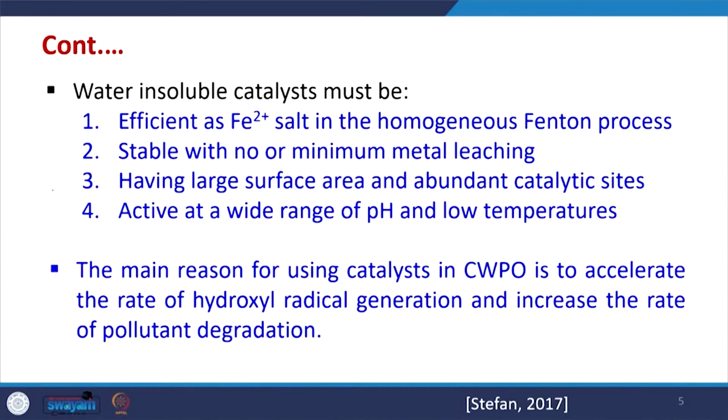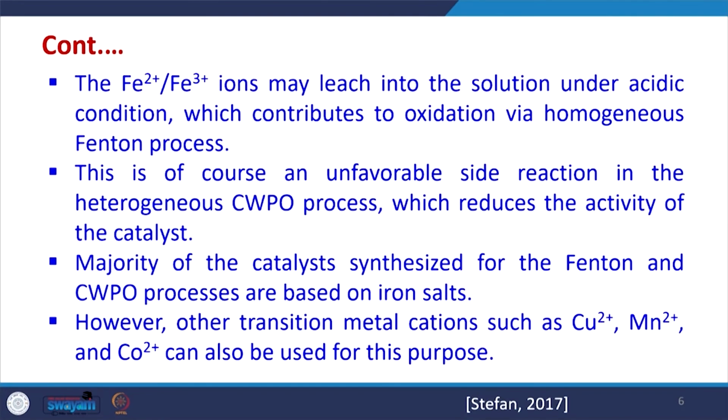The catalyst should have a large surface area and a large number of catalytic sites for performing these steps which are shown in the previous slide. They should be active in a wide range of pH and at lower temperatures. So, many times the catalyst may work, but we may require the temperature to increase. So, it is desirable that these catalysts should work at lower temperature. The main reason for using catalyst in CWPO is to accelerate the rate of hydroxyl radical generation and thus increase the rate of pollutant degradation. So, this is there using this technique.